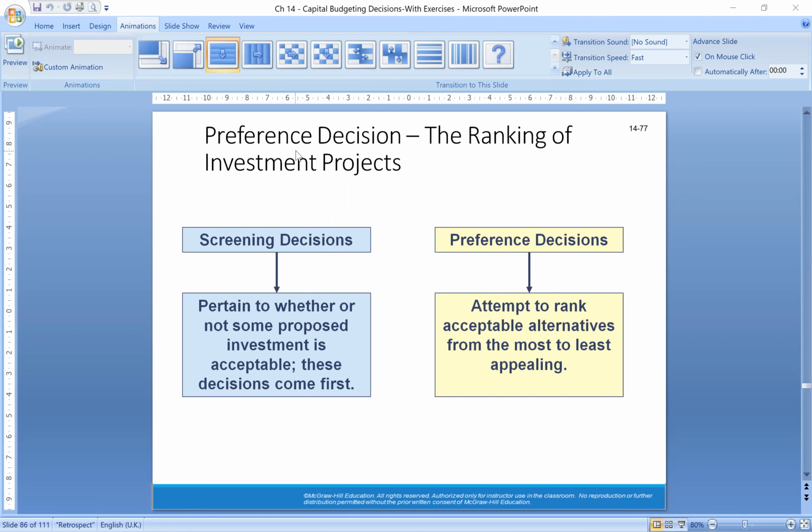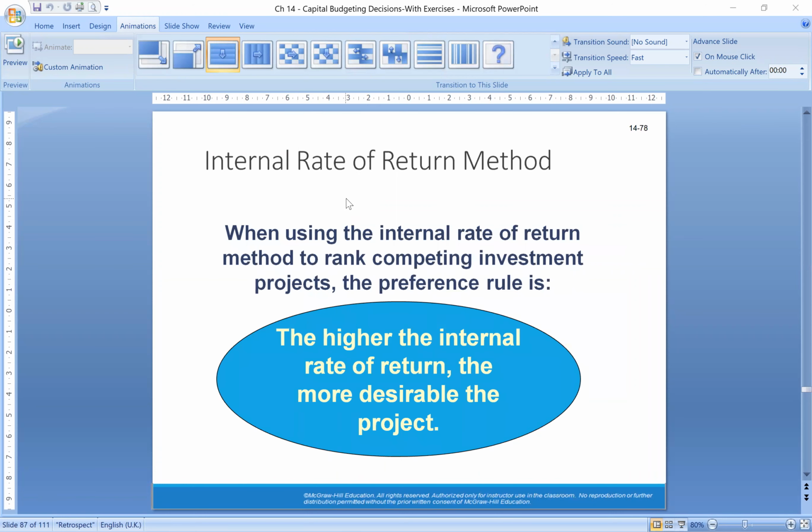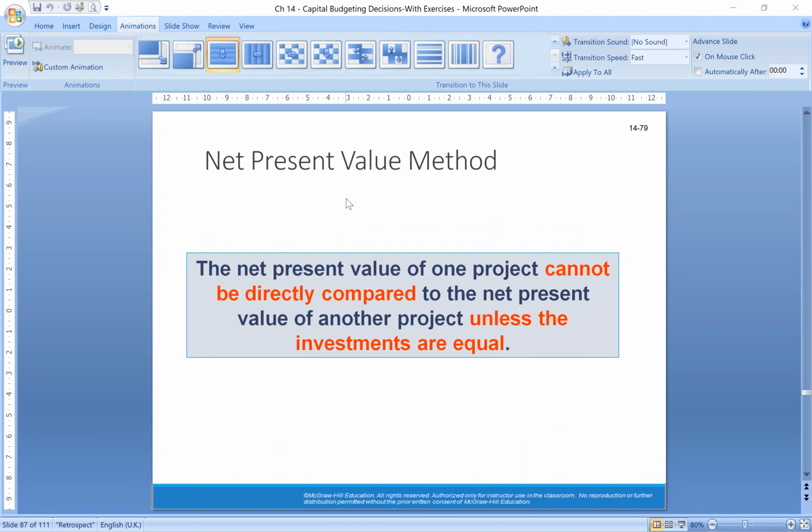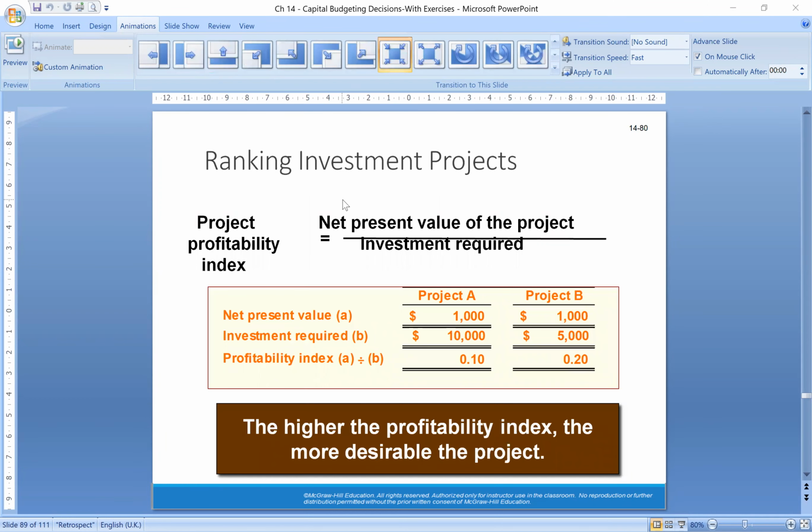The rule is: the higher the internal rate of return, the more desirable the project. Look at this example and remember that the net present value of one project cannot be directly compared to the net present value of another project unless the investments are equal. We need to invest 10,000 in project A, but only 5,000 in project B.